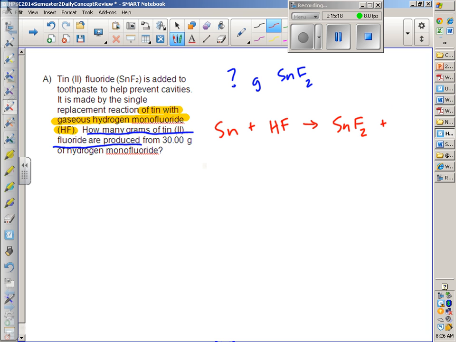Diatomic hydrogen. Love that we're like using proper terms too. Diatomic hydrogen. All right, so are we balanced? Nope, but it's pretty easy to balance, right? Throw that out front there, and then we're balanced. Okay.